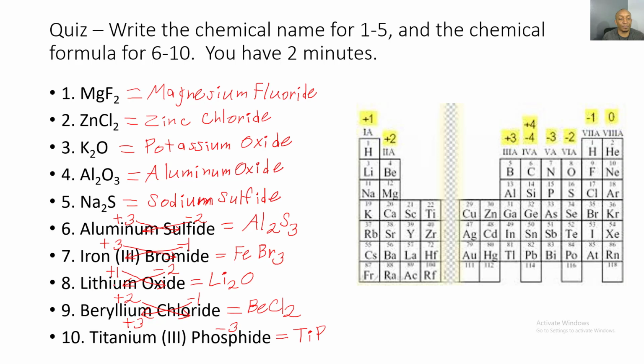Let's look at number 8. Lithium plus 1 charge, oxygen negative 2 charge. We cross our charges and we end up getting Li2O. Number 9, beryllium chloride, beryllium plus 2 charge, chlorine a negative 1 charge. When we cross our charges, we end up getting BeCl2. And then for number 10, titanium has a plus 3 charge, phosphorus has a negative 3 charge, and those two charges cancel each other out. So we end up getting TiP.